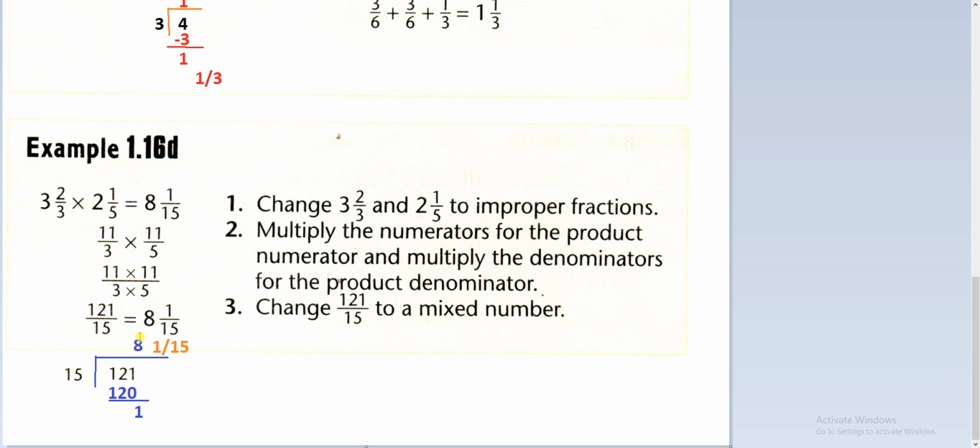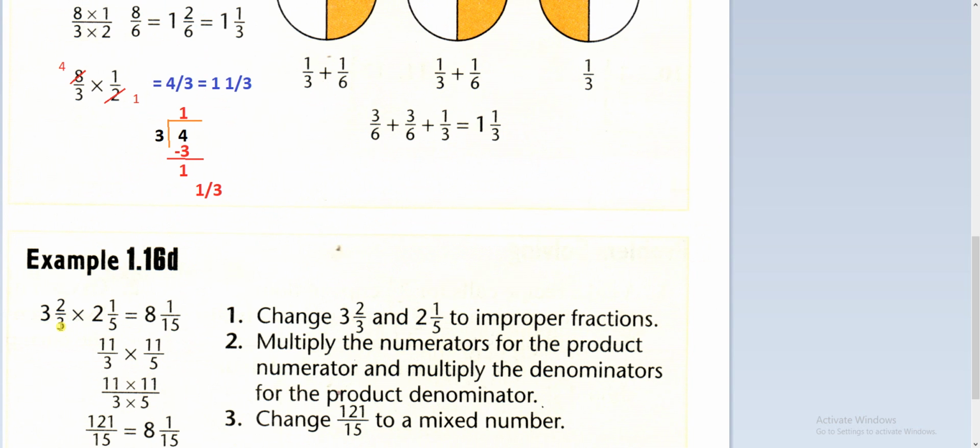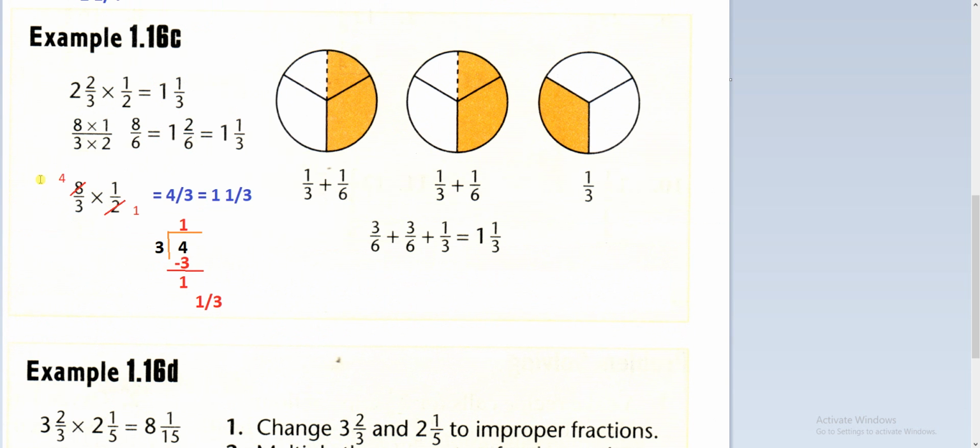Then when you divide that, 15 times 8 is 120. So you subtract it, you got 1 left over. So 8 1/15. So the main thing is just, anytime that you have a mixed number, make sure you turn it into an improper fraction, because you cannot multiply a mixed number. And then once you do that, check like I did here, just to make sure that you can't reduce. And if you can, then go ahead and reduce it.